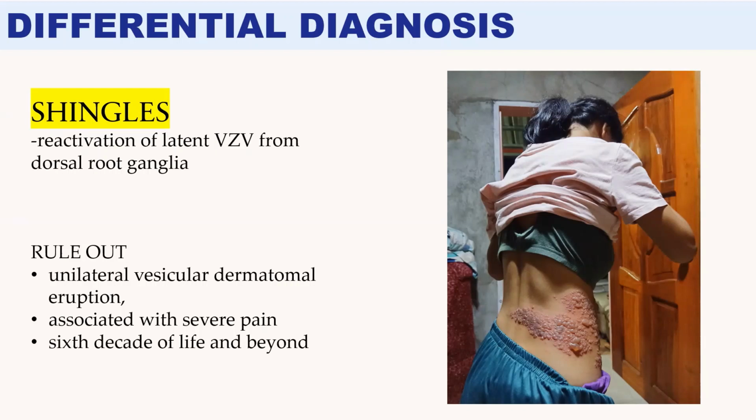Herpes zoster is characterized by a unilateral vesicular dermatomal eruption often associated with severe pain, which was not reported by the patient. Another ruling out is that herpes zoster, although it occurs at all ages, the incidence is highest among individuals in the sixth decade of life and beyond.